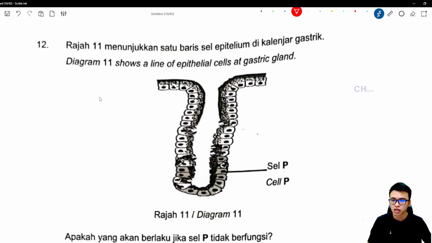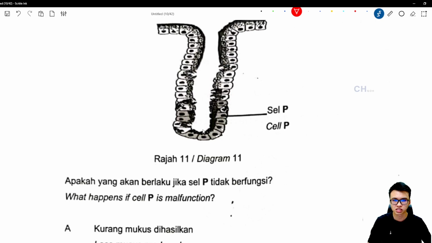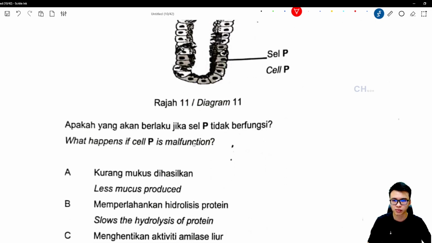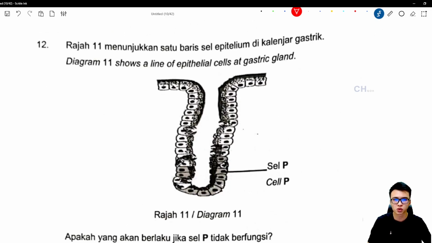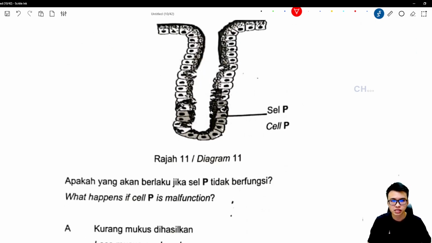Okay, question 12. Diagram 11 shows a line of epithelial cells at the gastric glands. We have the cell P. What happens if cell P malfunctions? Wow, I believe a lot of students cannot do this question because in your textbook they didn't show you the special characteristics of those three cells: the parietal cell, the chief cell, and also the mucus cell. But it's okay, we learn from this question. All right, so cell P is at the bottom of the gland. Cell P should be the chief cell.